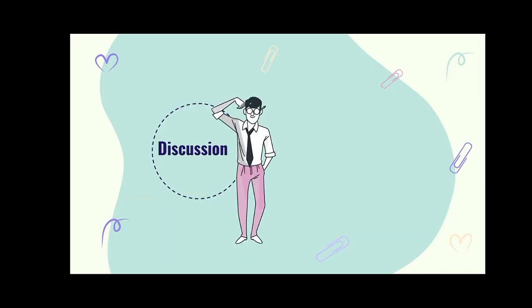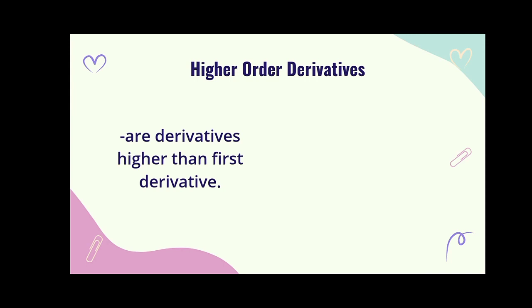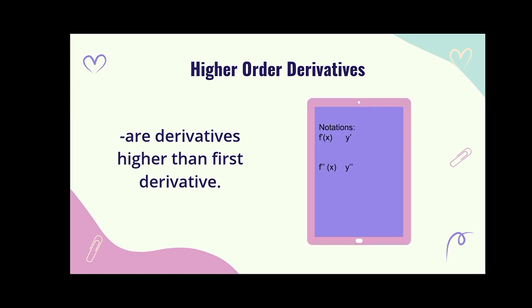Our discussion is all about higher order derivatives. Higher order derivatives are derivatives higher than the first derivative. So first, we will familiarize ourselves with the different notations that we will use.